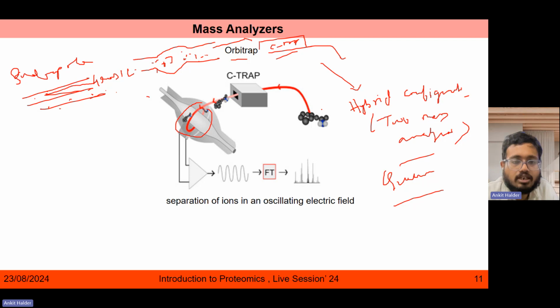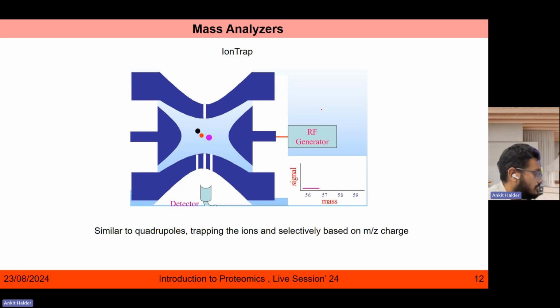So basically, what we are doing is trying to separate the ions in as much as possible so that our final separation goal is achieved to a larger extent. Another mass spectrometer is the ion trap. That is also similar to the quadrupole, which traps the ions selectively based on the M by Z charge. So this is again another one, the ion trap.